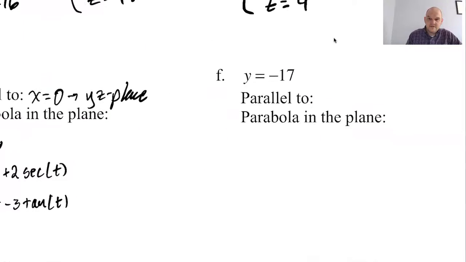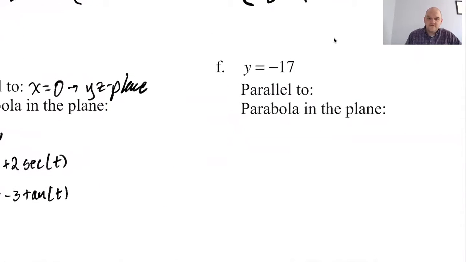Let's see if we can do this one. y equals -17. That's going to be parallel to y equals 0. There's no y in the plane equation, so it'll be xz. And then I want a parabola. Parabolas are actually the easiest one to parameterize, because it's kind of the weirdest one.